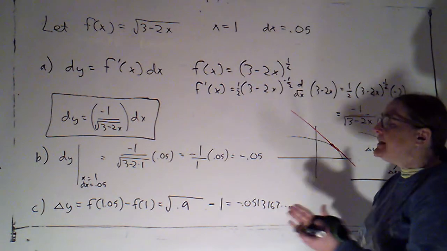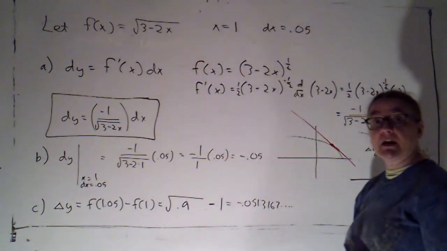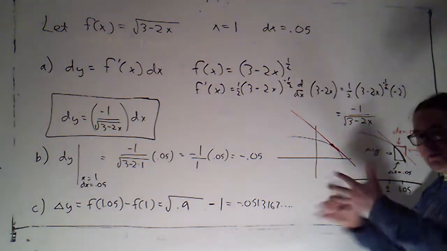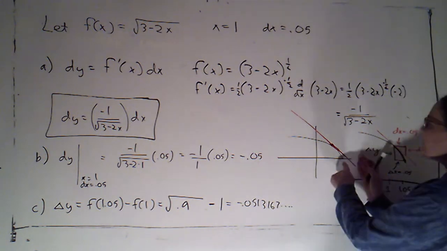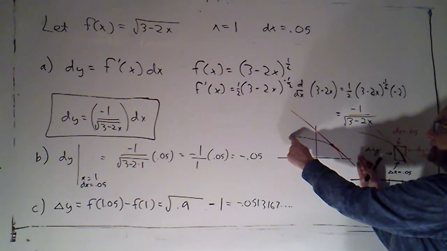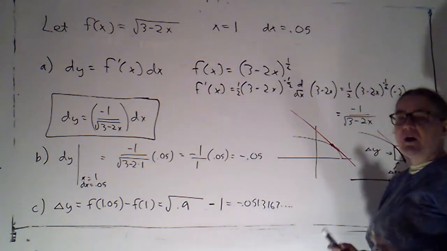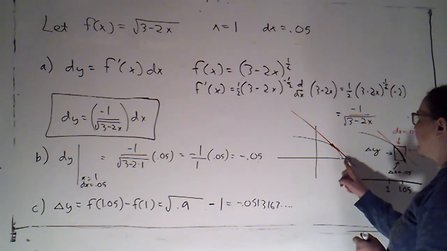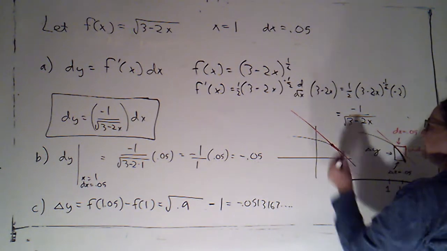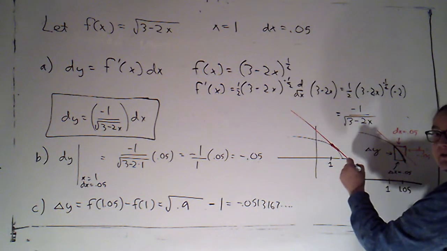Okay. Now, we were asked to compare that to delta y and to draw a picture. I actually drew the picture first because I find the picture helps me to see what I need to plug in. So this is the function right here, root 3 minus 2x. It's defined if 3 minus 2x is bigger than or equal to 0, so it's defined at and to the left of positive 3/2. Okay. Here's our tangent line at 1. And it had a slope of negative 1.